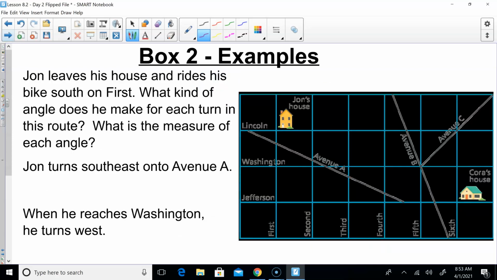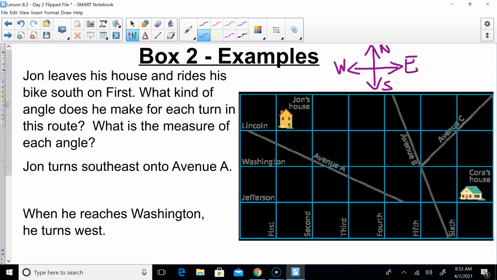And here's that same drawing, but we're going to take a little bit more of a tour to see if we can solve some questions. John leaves his house and rides his bike south on 1st Street. So we'll just add a compass rose to help us out. So this would be a compass, which means north and south, west and east.